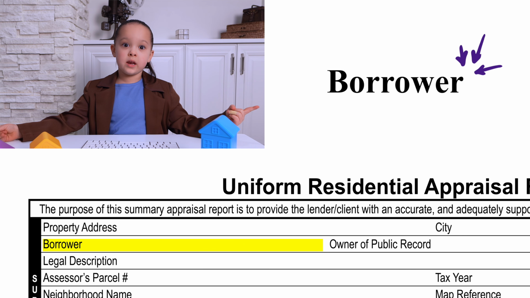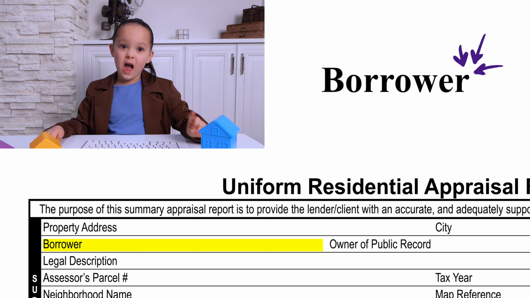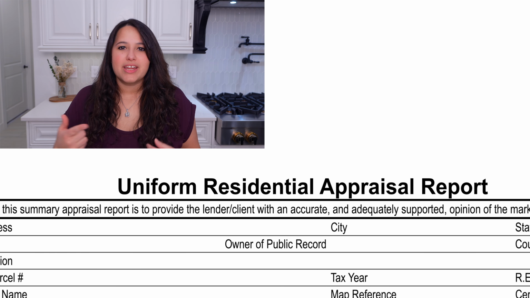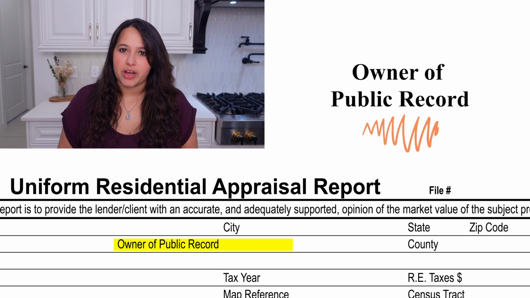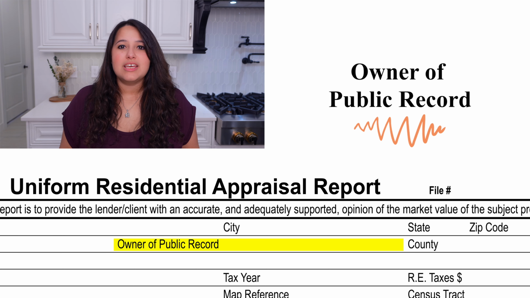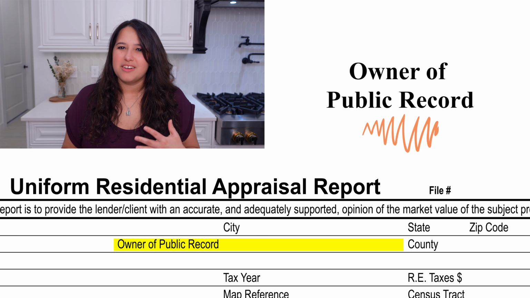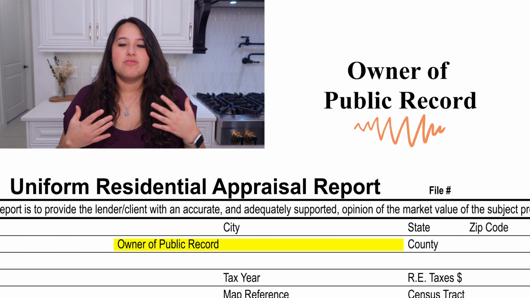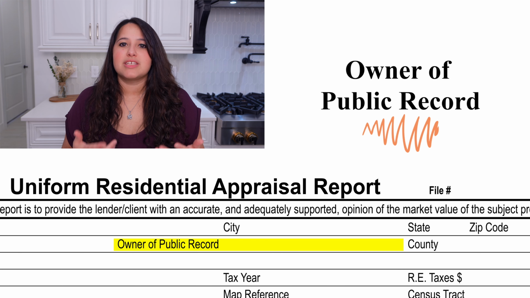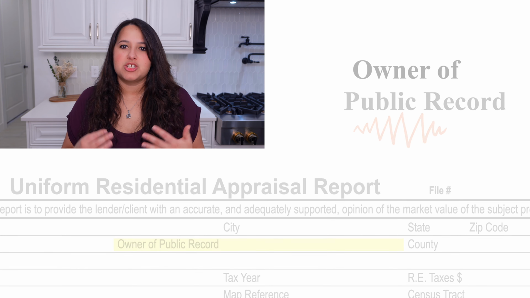That's the person getting the loan for the house. Exactly. And right next to that, we see owner of public record. This tells us who legally owns the property, which might not always match the borrower. We verify this using county records and the title report to make sure that there are no surprises.